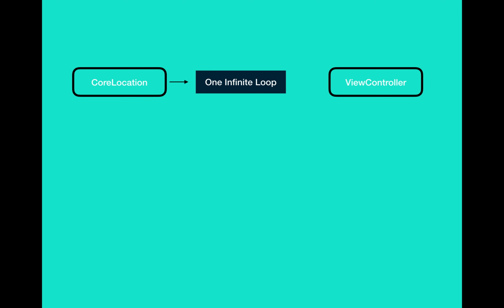it sends out the user's location. For example, this is Apple's headquarters location, and if we use Core Location in our application, it will send out our location. And now the problem is how we will pass this data from the location manager to our view controller.